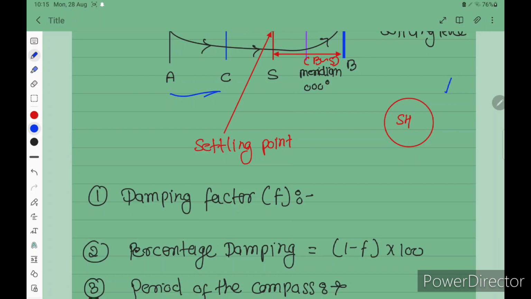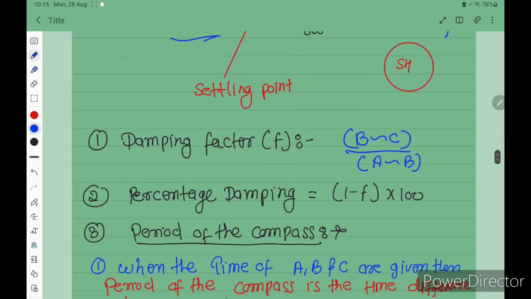Okay, so the damping factor formula is the difference between B and C, divided by the difference between A and B. Then the percentage of damping, which is also known as the F factor: we calculate 1 minus F, multiplied by 100, and it comes out as a percentage.